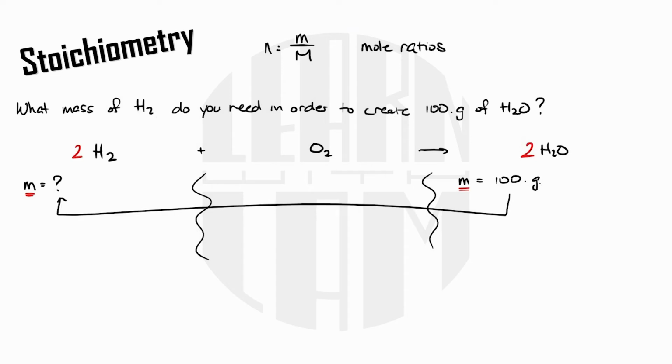Now, at this point, it might be tempting to try to ratio the mass of water over to hydrogen and we'd be done. The problem is that we can't ratio over masses because they don't match our mole ratios. This means that the next thing we need to do is find moles.